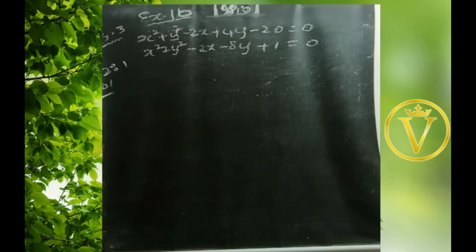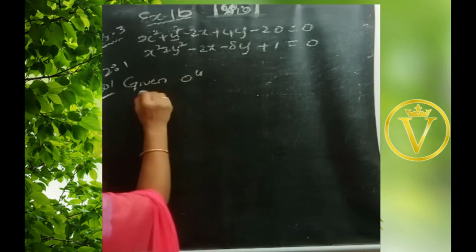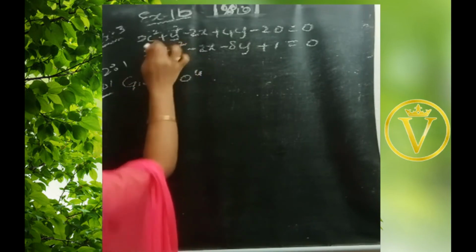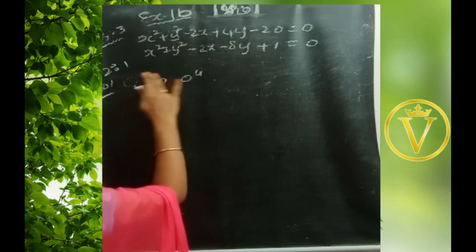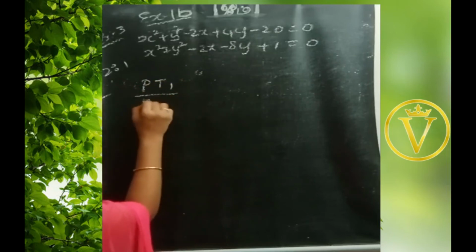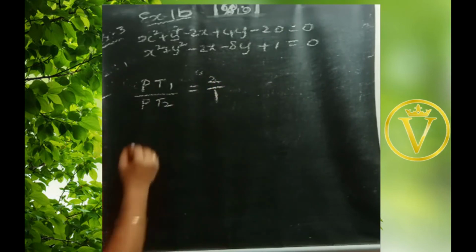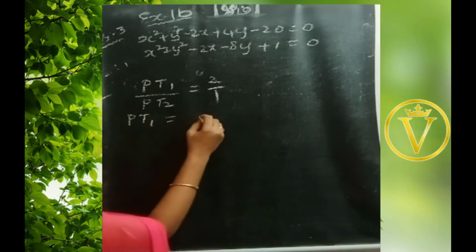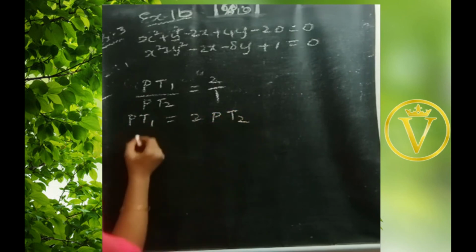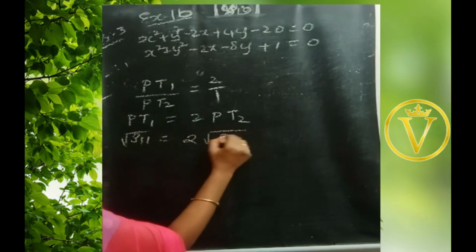They have given two equations, that is the length of the tangent from point P, and they have given the ratio. First write this. Given circles, these two circles, and our condition is 2:1. So PT1 by PT2 equals 2 by 1. Now cross multiplication. The length of the tangent formula is root of S11, so 2 into root of S11.